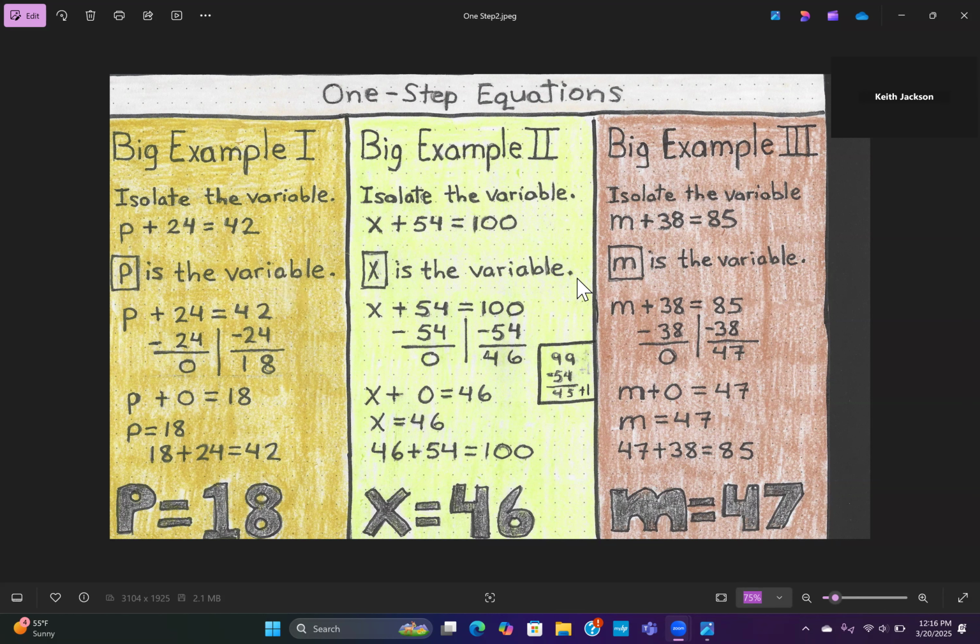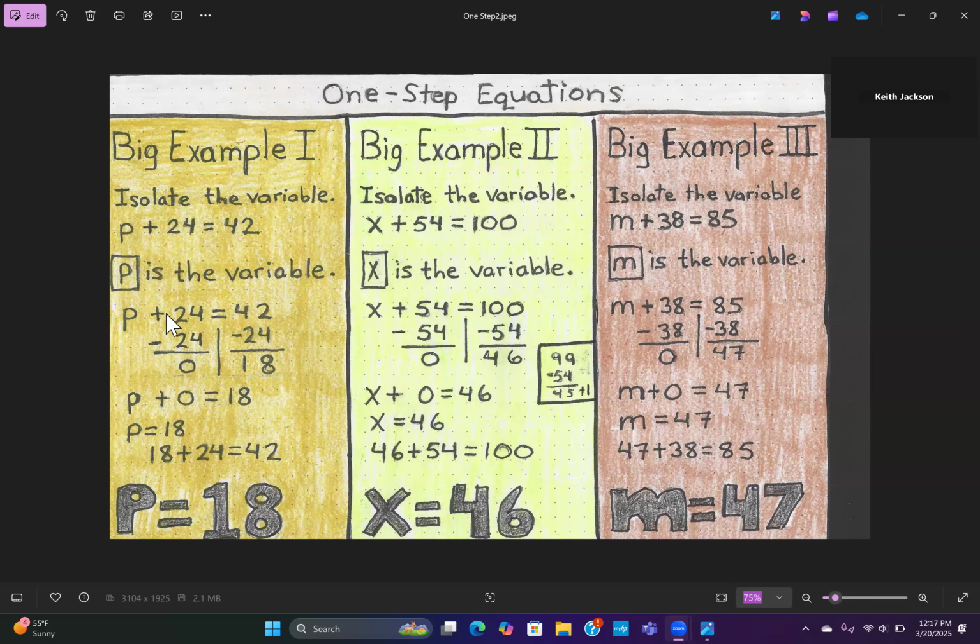And let's go to the first big example to find out how it is done, keeping in mind that we have to isolate the variable in the one-step equation of p plus 24 is equal to 42. Keeping in mind again that p is the variable, let's rewrite that equation again so we can solve for p. P plus 24 is equal to 42, and in order to get a zero on this side, we must subtract 24 from both sides. And the reason why we want to subtract 24 from both sides is because 24 is on the same side of the equal sign as the letter p, keeping in mind that we have to isolate the variable, meaning that we have to get p all by itself.